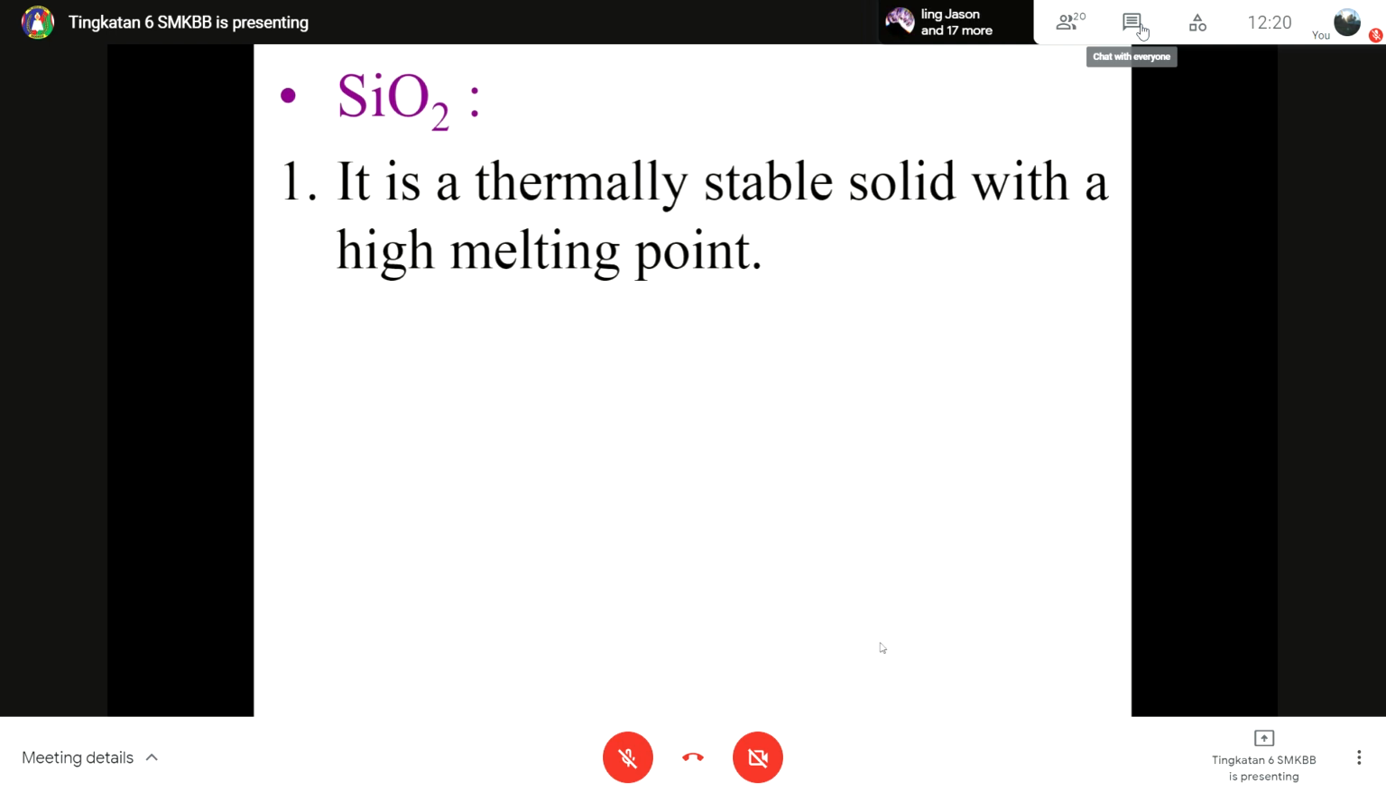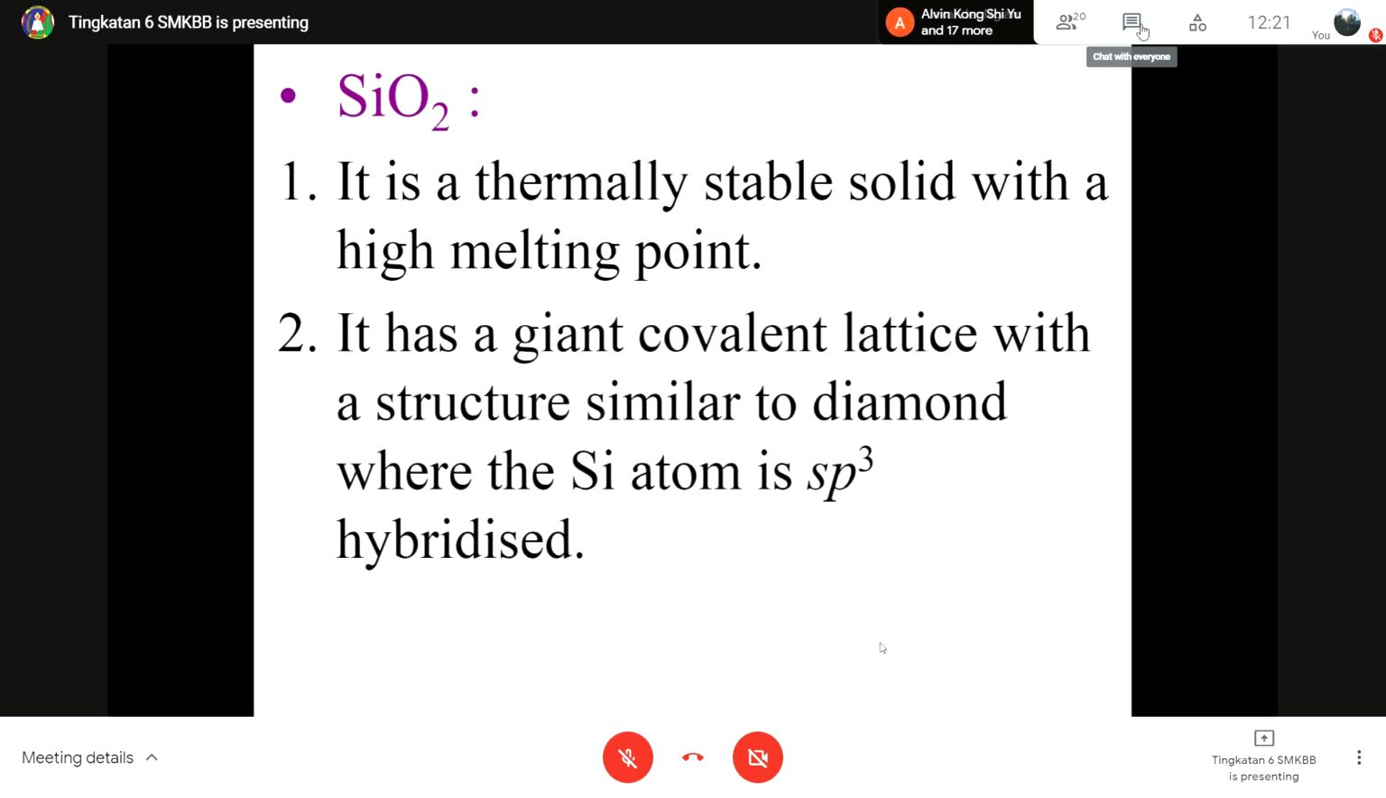Next, silicon 4 oxide, SiO2. Of course, it is a thermally stable solid with a very high melting point. This one we went through when you studied period 3. It's a giant covalent lattice, that means giant covalent structure. Or if you prefer, you can use the term giant covalent lattice structure. It has a structure quite similar to diamond, where silicon is sp3 hybridized. Remember, one Si connects to 4 oxygen, and each oxygen connects to 2 Si. The shape is quite similar to diamond, except in diamond all of them are carbon atoms, while this one consists of 2 types of atom.